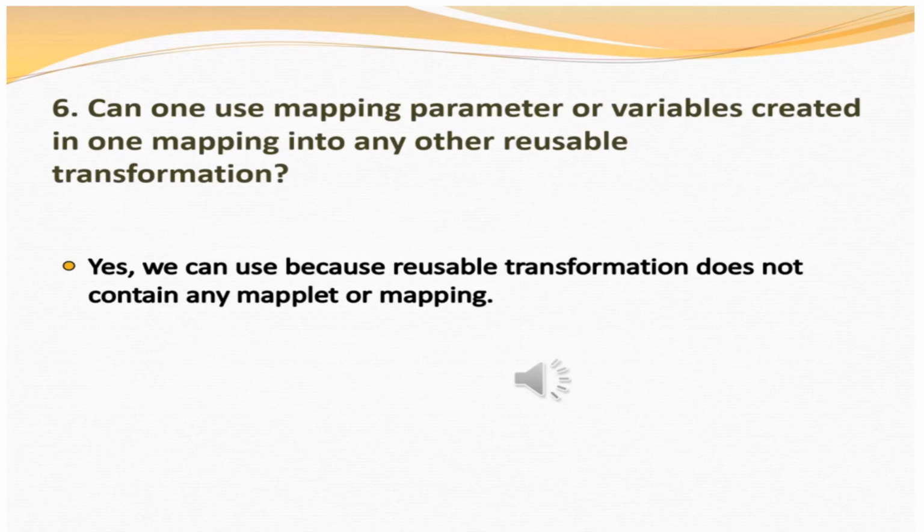The sixth question is, can one use mapping parameter or variables created in one mapping into any other reusable transformation? Yes, we can use, because reusable transformation does not contain any mapplet or mapping.